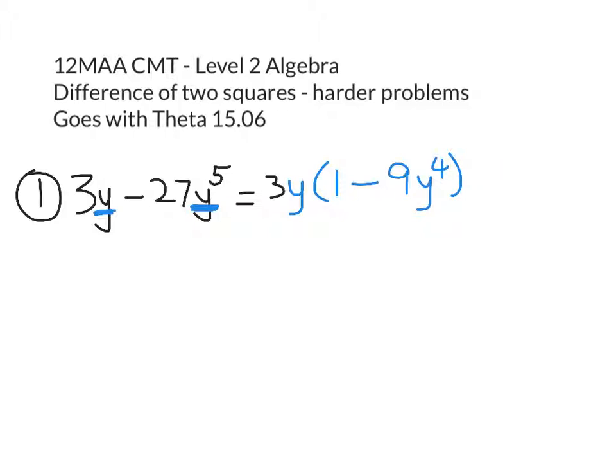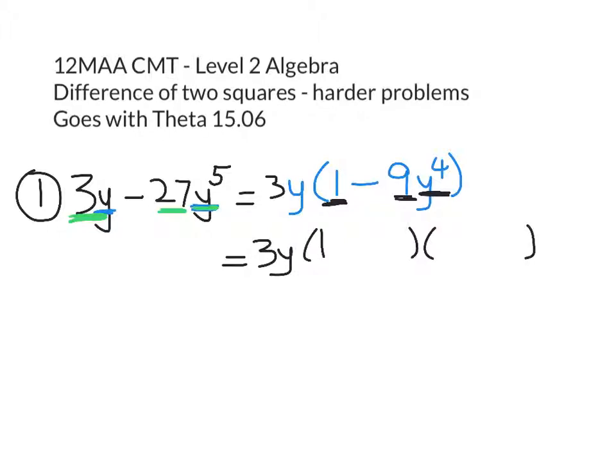Well, if I look back at this first one, 3 and y are not squares. Well, they are squares, but they're not easy, obvious squares. Neither is 27, nor y to the power of 5. But once I've taken out the common factor, 1 is a perfect square, so is 9, and so is y to the power of 4, because it's an even numbered power. So that means that I can factorise it in my usual way for the difference of two squares.